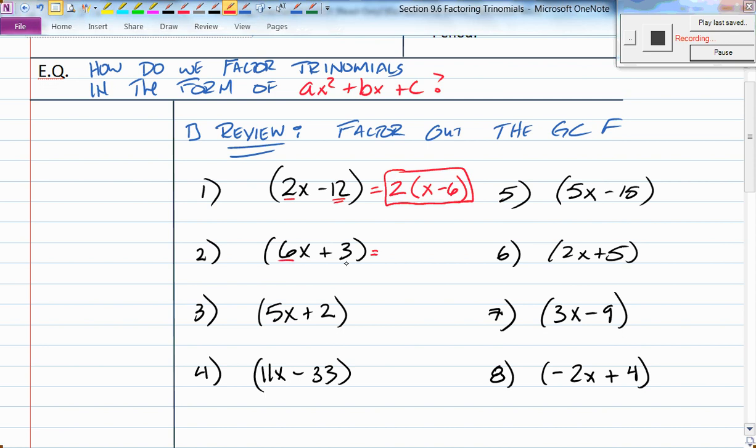Okay, let's do the next one together. I have a 6 and I have a 3. What can I factor out? A 3. What would that leave me with? 2x plus 1. Very good. And then I want you to put a box around it. Okay, please do these other 8 right here. Let's go over these together.